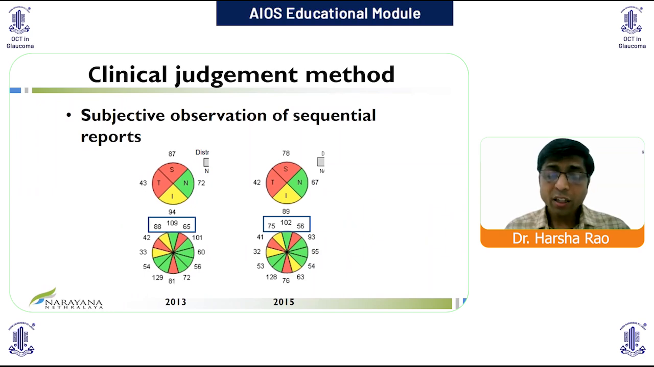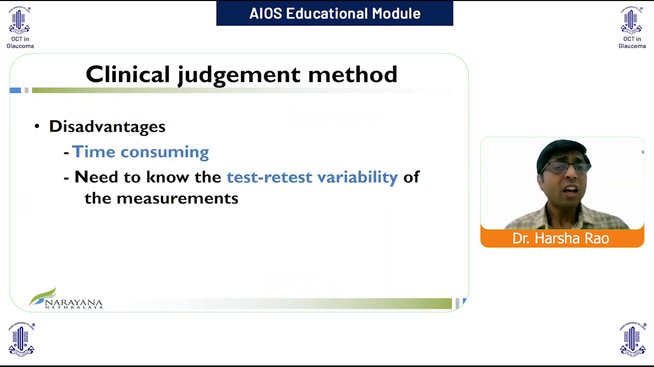We can take a closer look at what is happening in these hemispheres by looking at the clock hour measurements, and we see that the clock hour measurements are also decreasing over time, both in the superior and inferior region. So we would know that the RNFL is thinning both in the superior and inferior region in this.